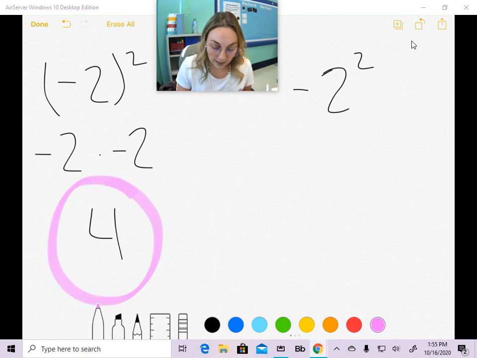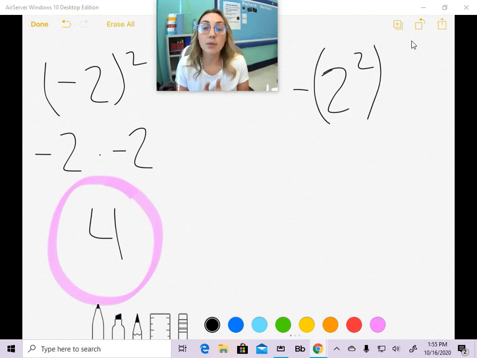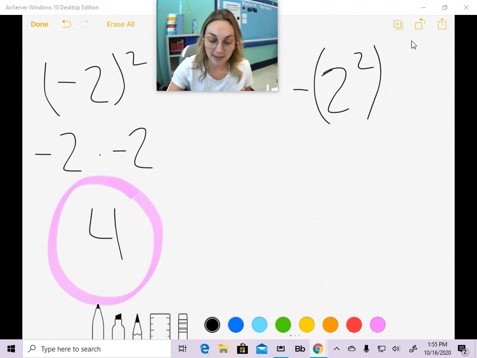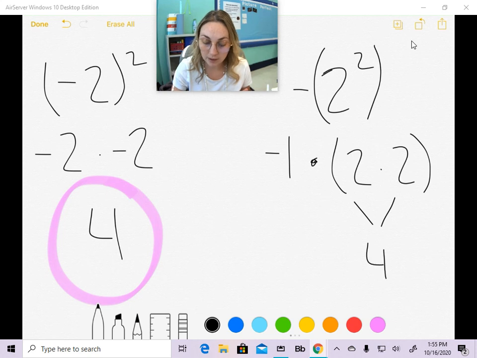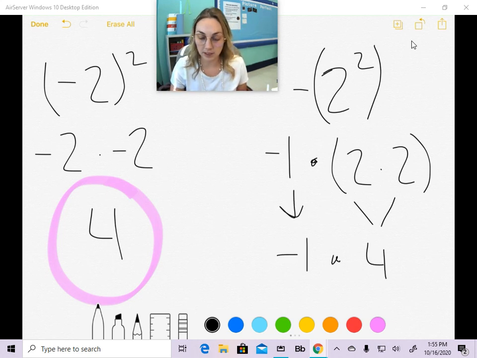And in this case, since it's not in parentheses, the negative is on the outside. Only the 2 is getting multiplied by itself. So this would be written the same as negative 1 multiplied by 2 times 2. 2 times 2 is going to be 4, but then we have to drop this down and put that negative 1 in front of it. Negative 1 times 4 is going to equal negative 4.